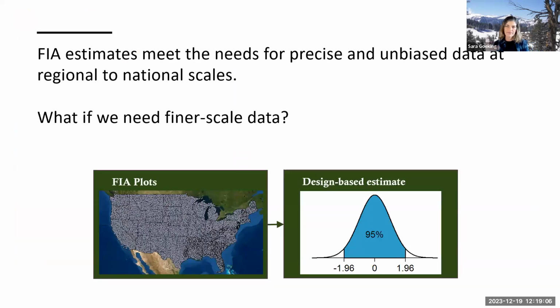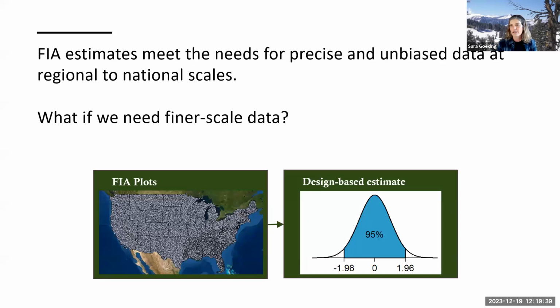So now to zoom back out from those details, we can produce estimates that meet the needs for precise and unbiased data at regional to national scales. Within the Western US, typically a county is about as small as we can get. Often a national forest is as small as we can get. Some national park units, some of the larger ones. When we start looking at finer scales than that, then the sampling error can often be quite large.